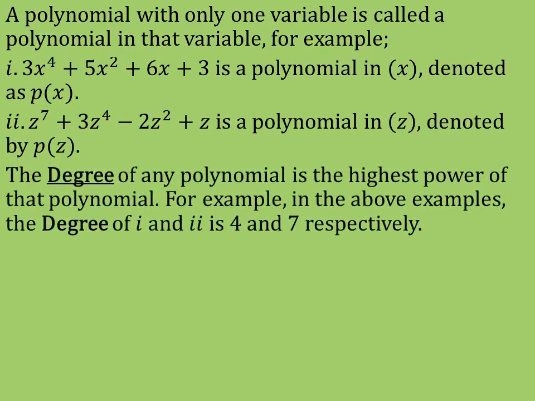The degree of any polynomial is the highest power in that polynomial. For example, in the above examples, the degrees of 1 and 2 are 4 and 7 respectively, because the highest degree in example 1 is 4 and the highest degree in example 2 is 7.